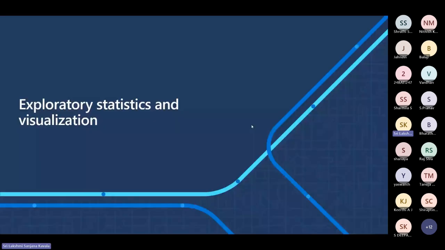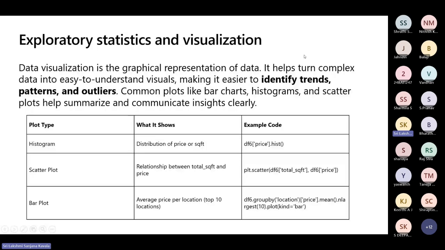So the fourth step is exploratory statistics and visualization. Why do we need visualization? Because a dataset has a huge number of rows and columns; it varies depending on the dataset. So that's when we can understand the dataset through visualization. Data visualization is a graphical representation of data. It helps turn complex data into easy to understand visuals, making it easier to identify trends, patterns, and outliers.